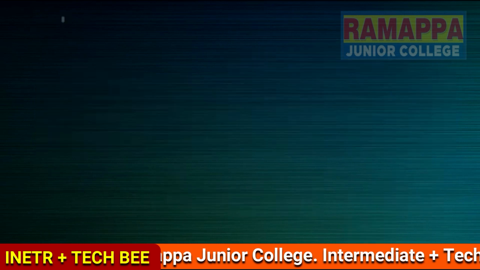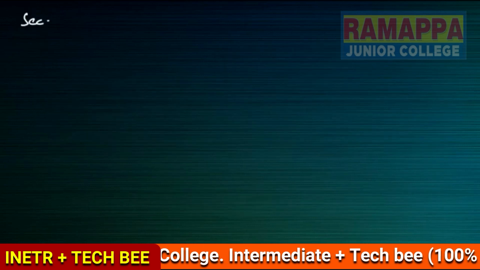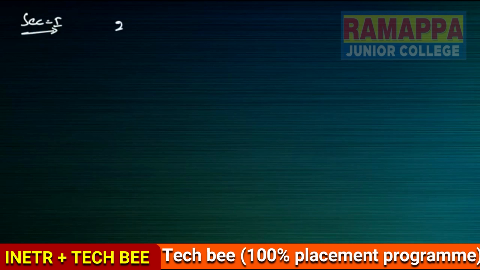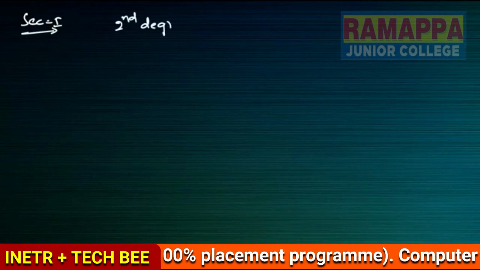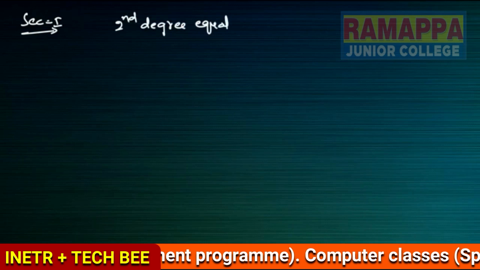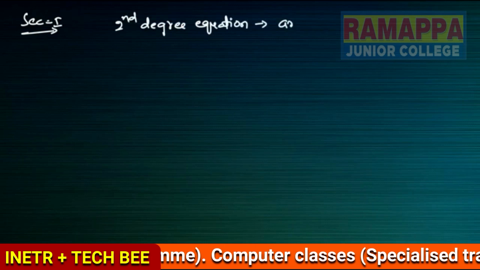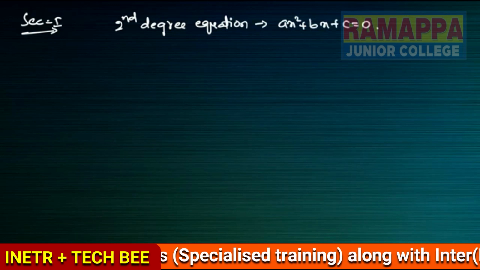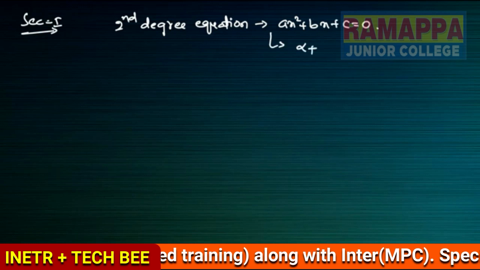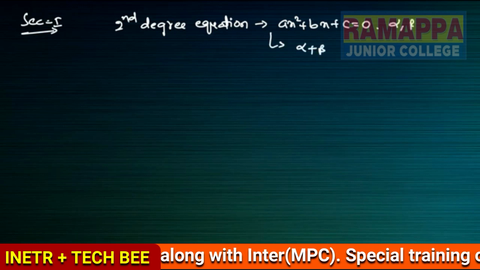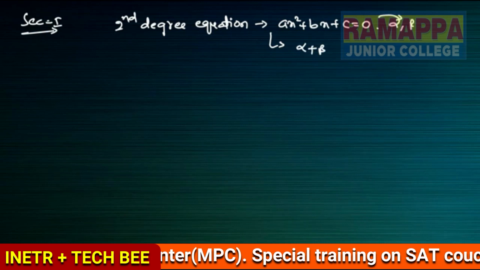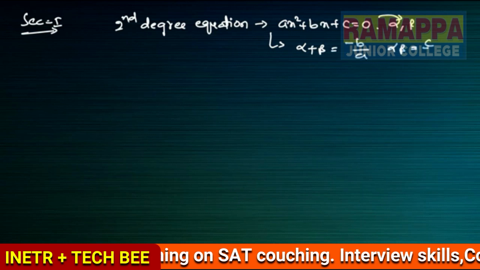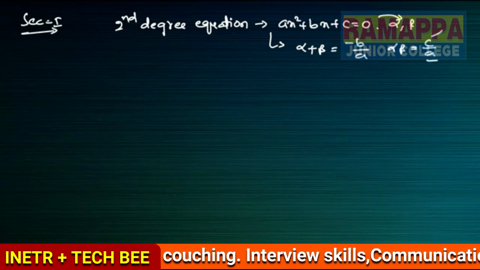Before starting section 1, we'll discuss some important formulas and points. You know the second degree equation: ax² + bx + c = 0. If alpha and beta are the roots of this equation, then alpha + beta = -b/a, and alpha × beta = c/a. Here c is the constant term, and a is the coefficient of the x² term.